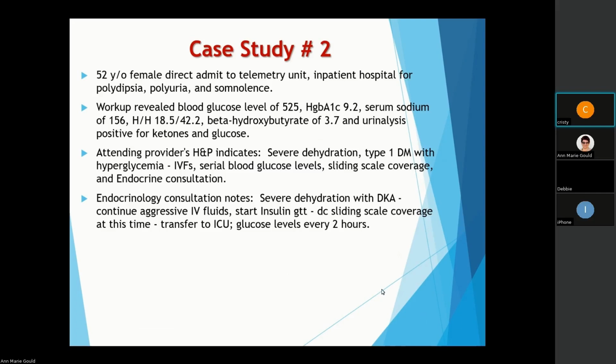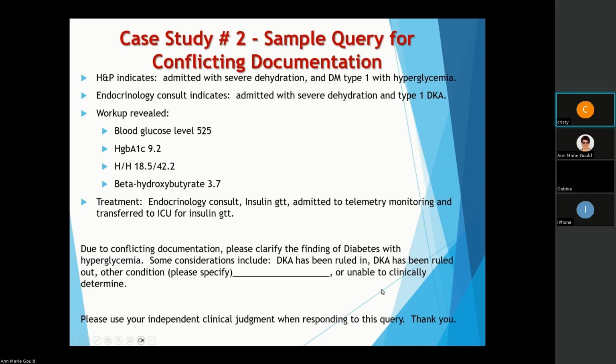And this is just with conflicting documentation, because they're documenting not too different, but not the same. One attending is simply saying hyperglycemia, while endocrine is saying DKA. And I would have just added the sodium, just to see if I could trigger their brain. Yeah, that's right.